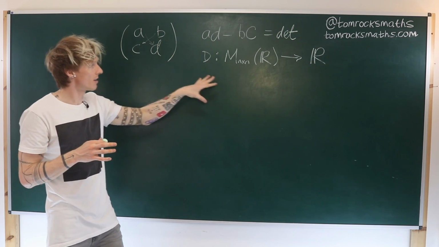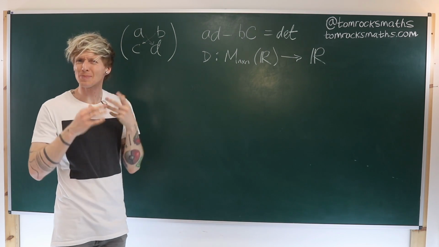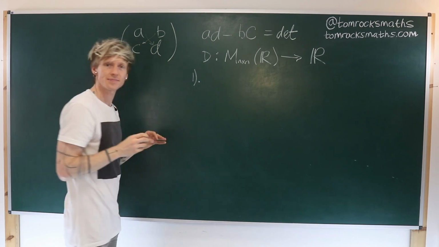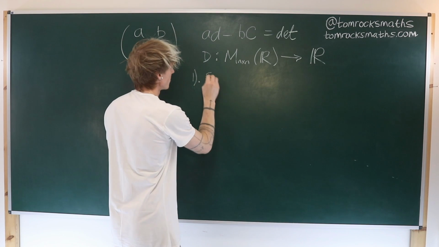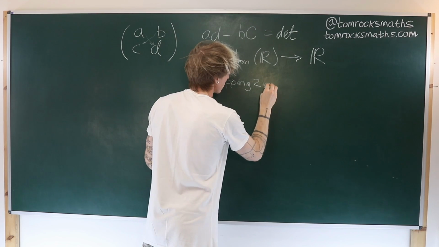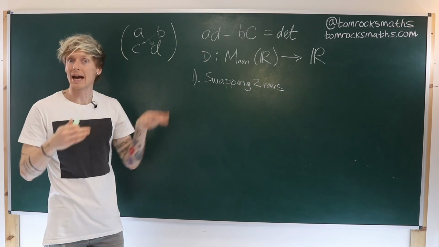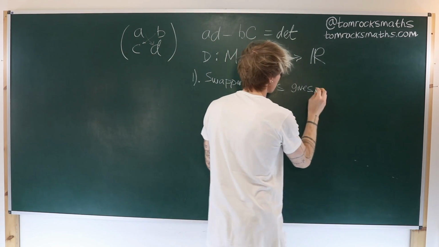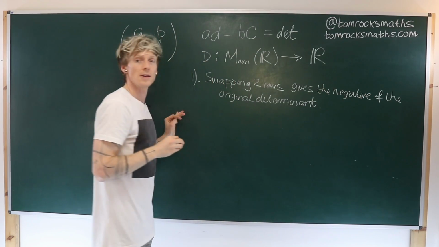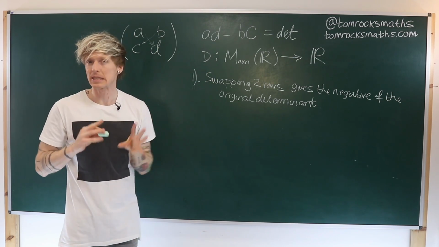Now we want to look for a general function of this form such that it satisfies 3 specific properties. So the first property that it needs to have is that if we swap the order of 2 rows, so swapping 2 rows in our matrix should actually give the negative of the original answer. So swapping 2 rows gives the negative of the original answer for the determinant. So that's going to be our first property that we want this general function d, our determinant, to satisfy.